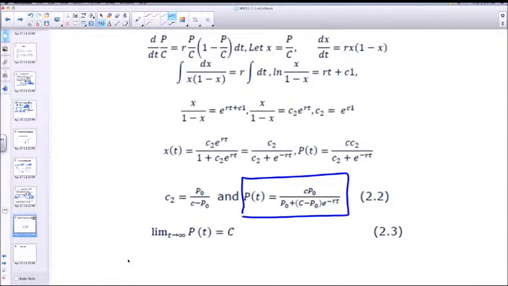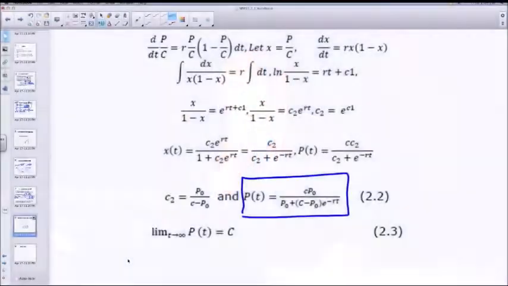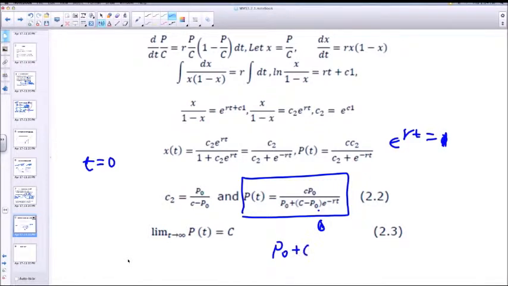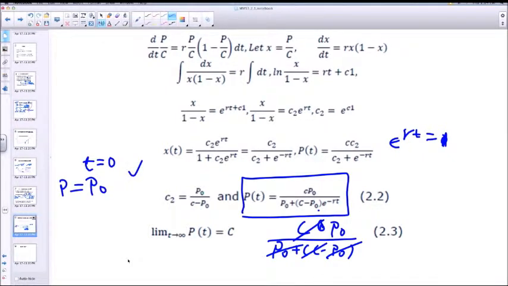And the first question is, how do I know it makes sense? Well, you can check at least two points. When t equals 0, e to the negative rt equals e to the 0, which is 1. Then you get P0 plus (C minus P0) over CP0. Take away this P0, cancel out the C, and then you get P0. That's the first checkpoint.